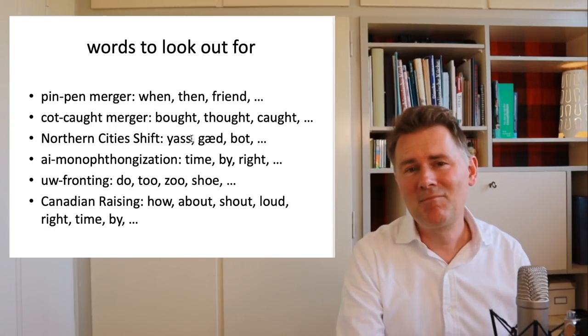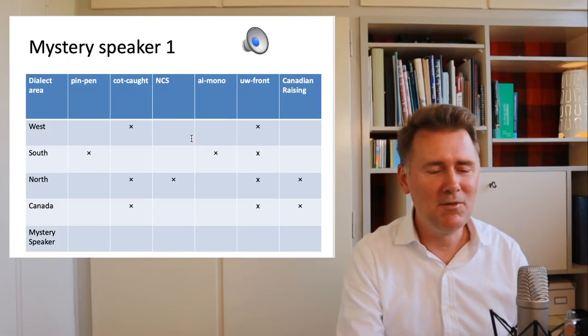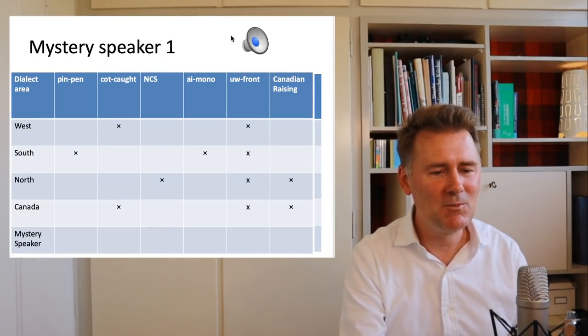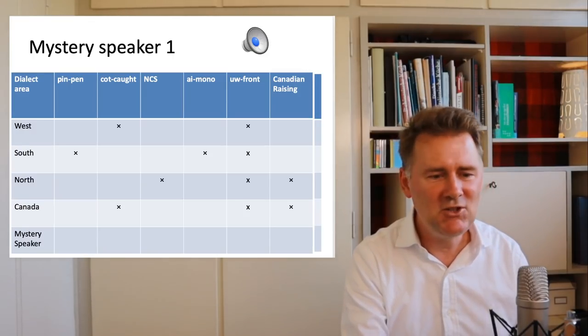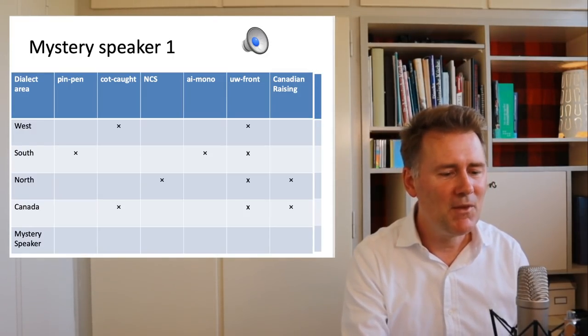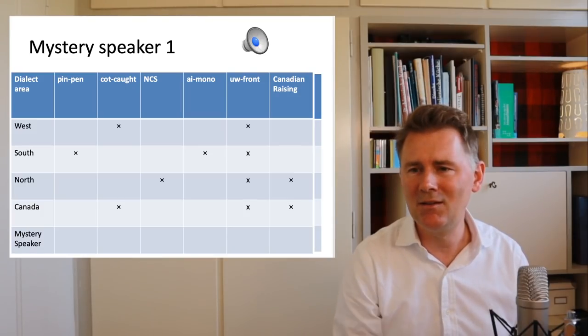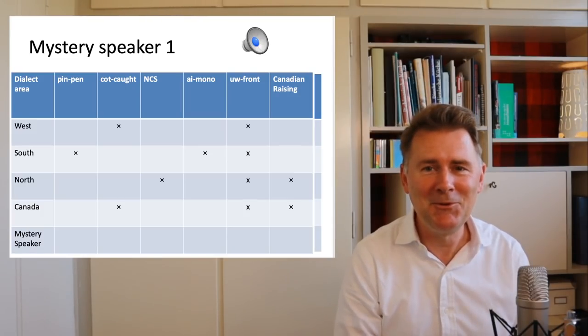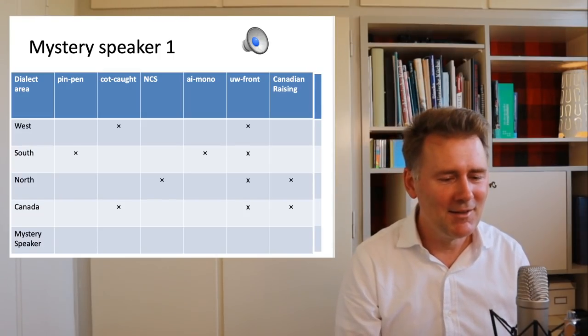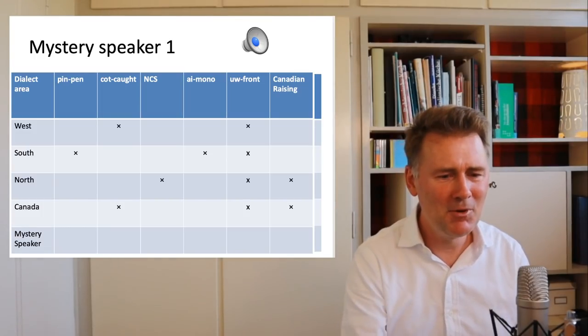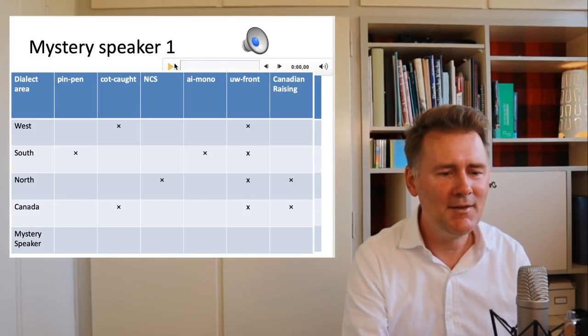If you're ready, I suggest that we start with mystery speaker number one. I'm going to press play on this. And just as a memory support, I've given you the grid with the features and the varieties. And you can tell for yourself whether the mystery speaker has any of these features, and you can make a little cross on your computer screen, or I don't know how you're gonna do it, take a piece of paper and get this done in some way. Yeah, but I'm going to press play right now. Here we go.